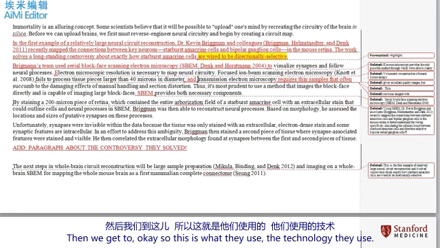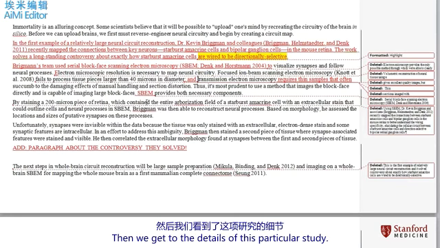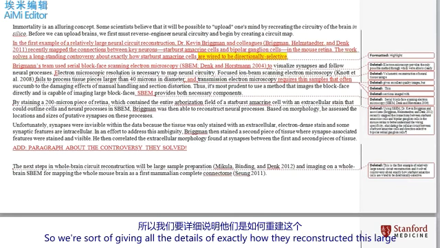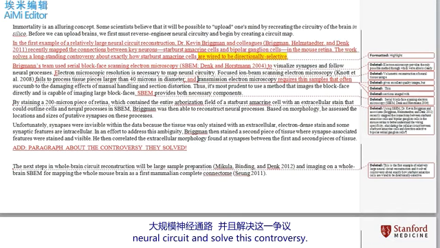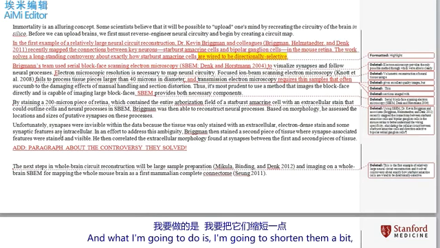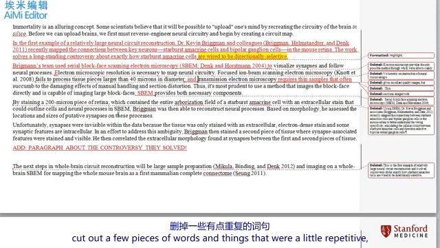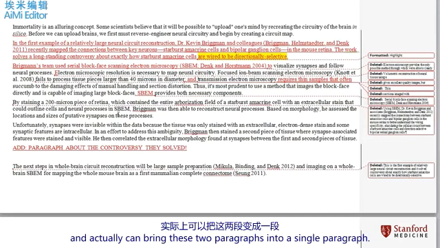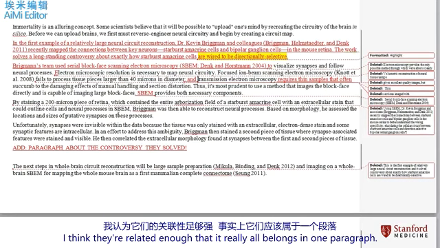Then we get to, okay, so this is what they use, the technology they use. Then we get to the details of this particular study. So we're sort of giving all the details of exactly how they reconstructed this large neural circuit and solved this controversy. The next two paragraphs actually are related to one another, and what I'm going to do is I'm going to shorten them a bit, cut out a few pieces of words and things that were a little repetitive, and actually can bring these two paragraphs into a single paragraph. I think they're related enough that it really all belongs in one paragraph.